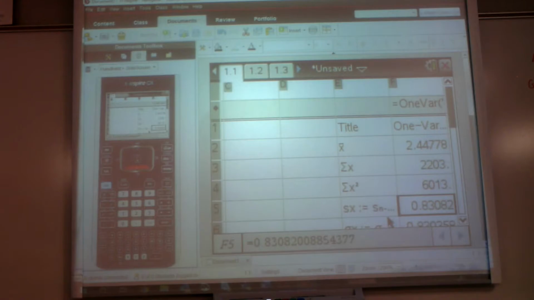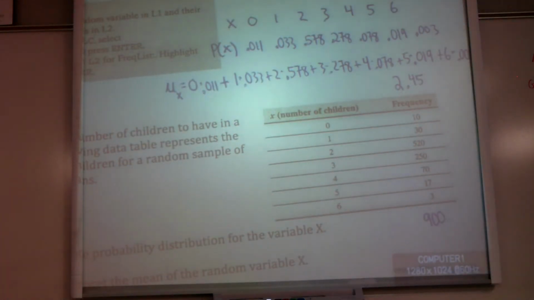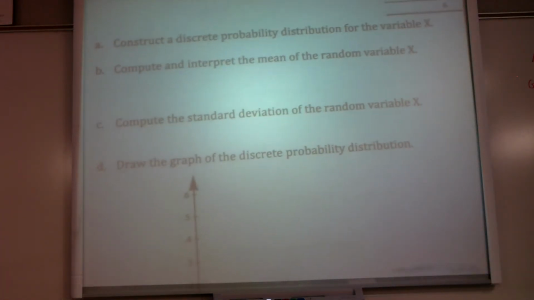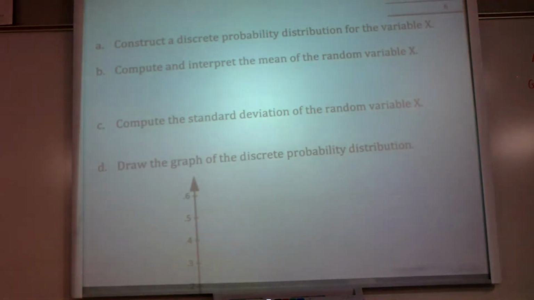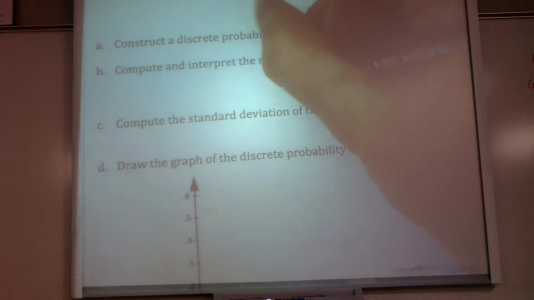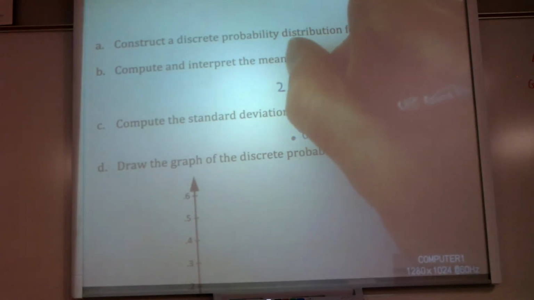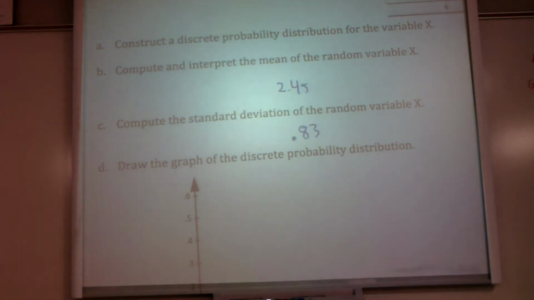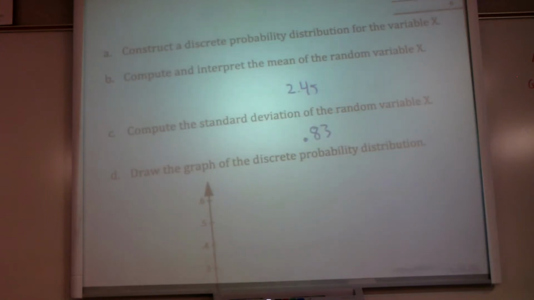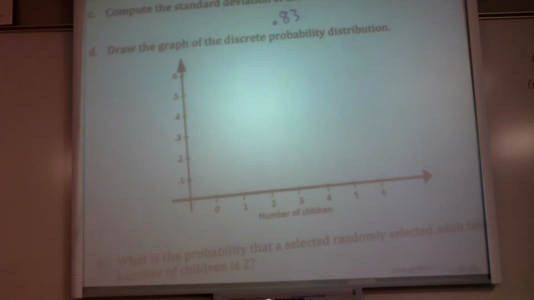Alright, so now if we were to go back to our notes, I'm going to move over to here. So we computed, the mean was 2.45, and I already forgot the standard deviation, so I'm going to go back, it's 0.83, great. Okay, so then it asked me to draw a graph of the discrete probability distribution.